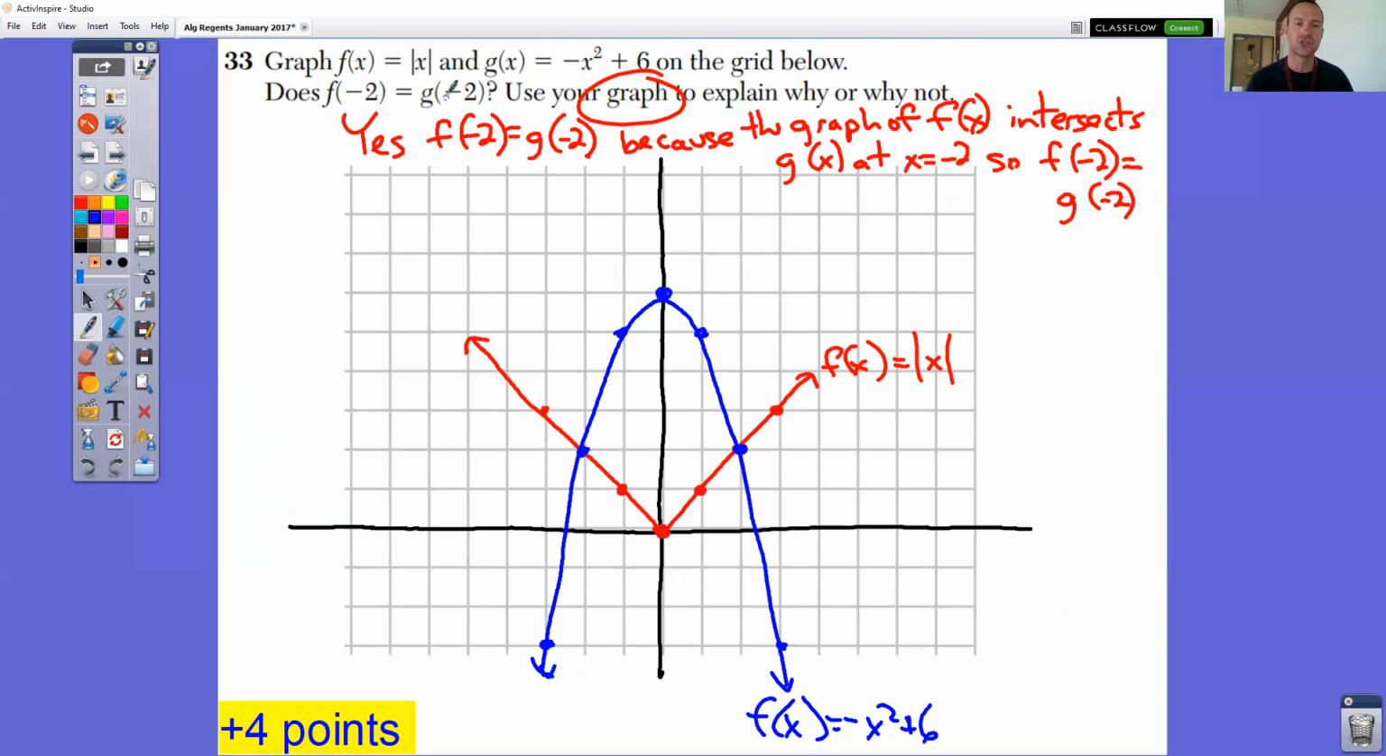Does f of -2 equal g of -2? Well, -2 is right here. Notice that those two graphs are crossing right there. They intersect. So is this correct? Do they equal each other right there at -2? Yes, they do. So you have to say yes. Use your graph to explain why or why not. You could just say that this is the intersection point of the two graphs. So they are the same.